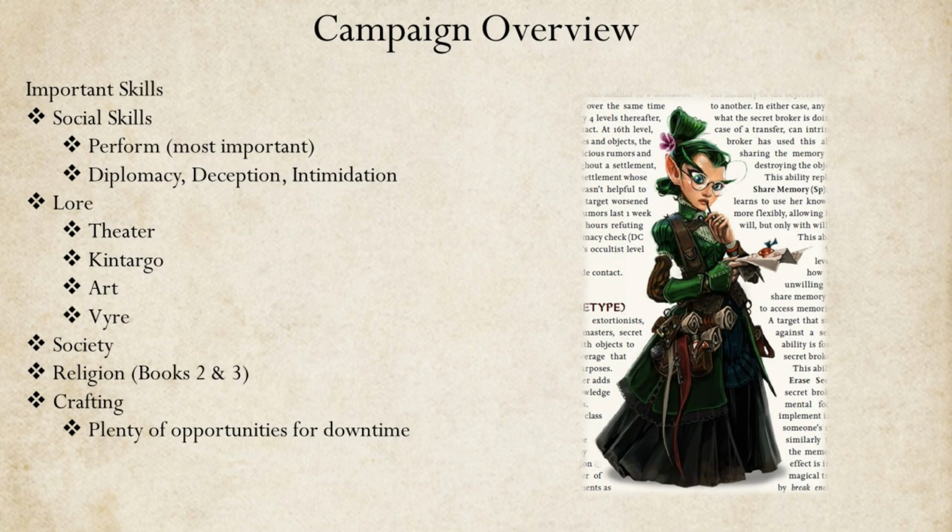Society stands out among the non-lore knowledge skills for the entirety of the story, with religion becoming equally important in books 2 and 3. Finally, crafting can be especially impactful in this AP, both in its ability to contribute to the plot and in the substantial amount of downtime available to the PCs. Beyond these recommendations, all other skills will come up eventually in Curtain Call, though nature and survival will have the least relevance to the plot.